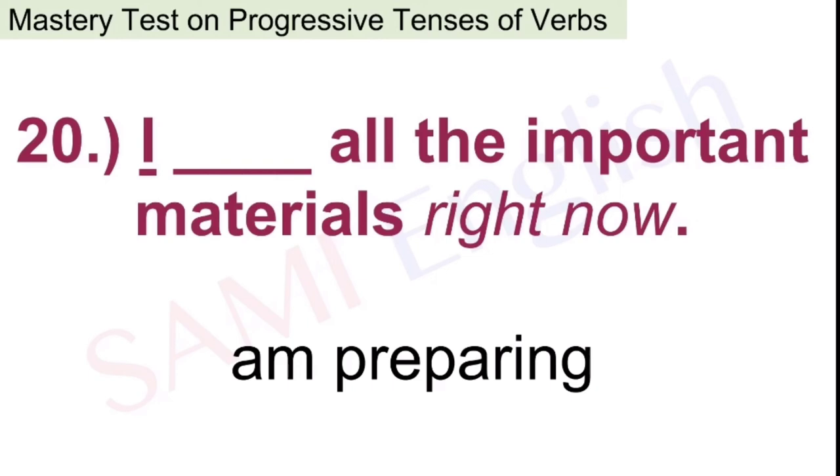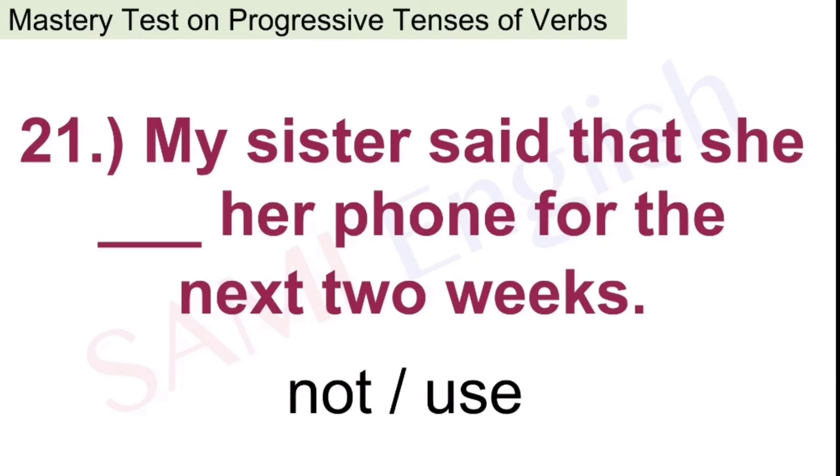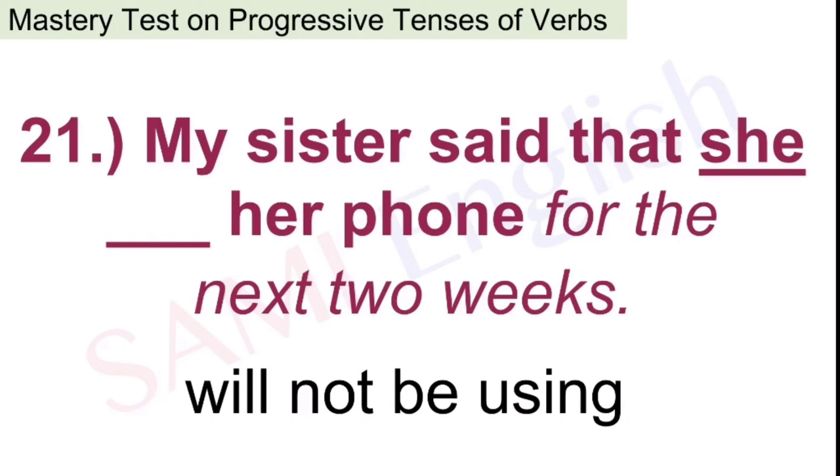Number 21. My sister said that she blank her phone for the next 2 weeks. Medyo nakakalito lang itong sentence na to, pero try natin in Filipino, okay? Sabi ng kapatid ko, hindi daw niya gagamitin ang kanyang telepono sa susunod na 2 linggo. So, ibig sabihin, may sinabi sa akin yung kapatid ko, it happened in the past, okay? Sinabi niya in the past. Pero, yung action na gagawin niya ay mangyayari pa lang in the future. At dahil mangyayari pa lang ang ongoing action in the future, we should use the future progressive tense of the verb, okay? Will be using. I-insert lang natin itong not after ng will, okay? Will not be using. My sister said that she will not be using her phone for the next 2 weeks.